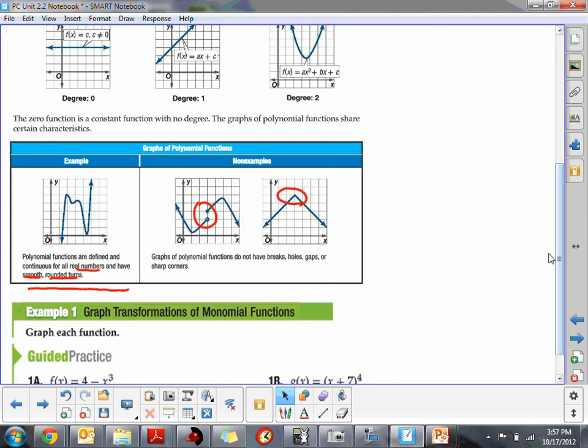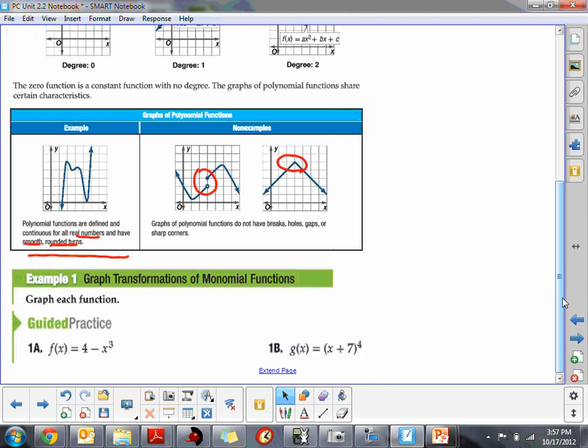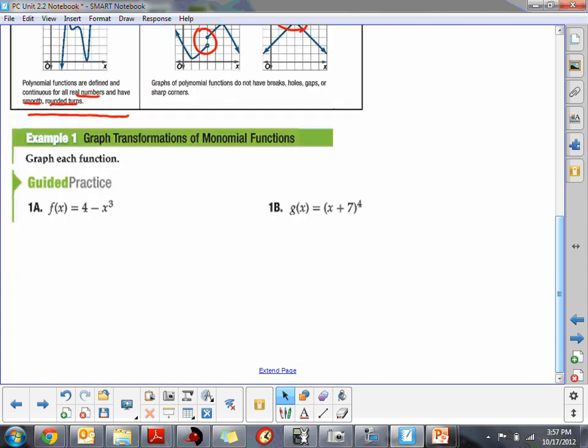So the first thing that they want us to be able to do is transform some of our parent functions of the monomials. Really this is a matter of visualizing what your parent function is and then being able to do the vertical shifts, translating up and down, left and right. We might be reflecting across the x-axis and so on.